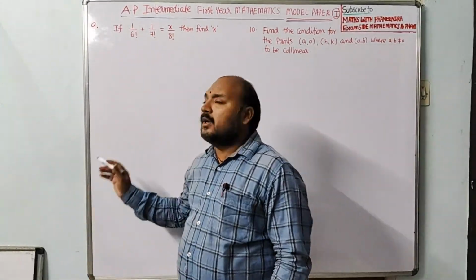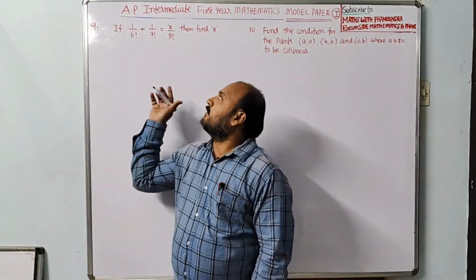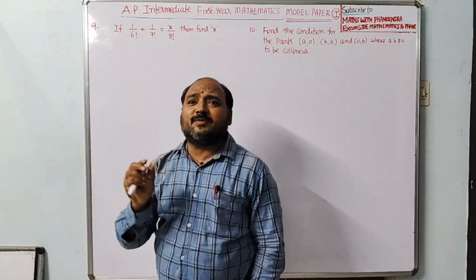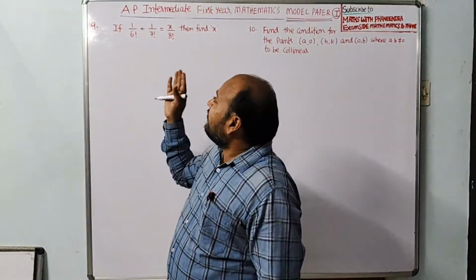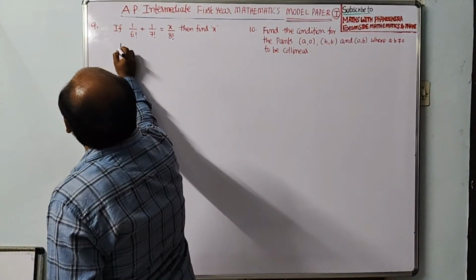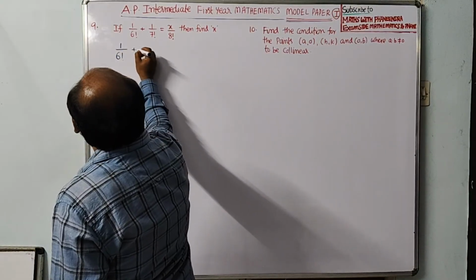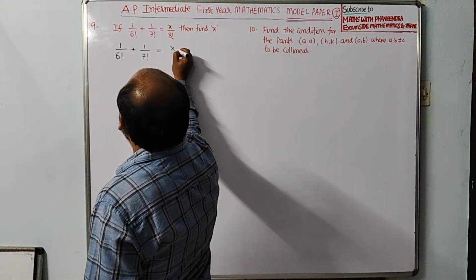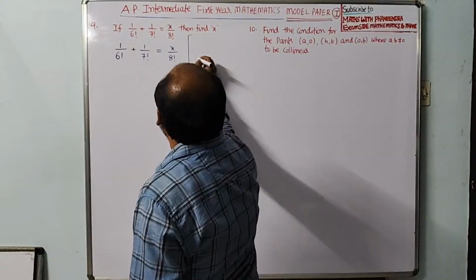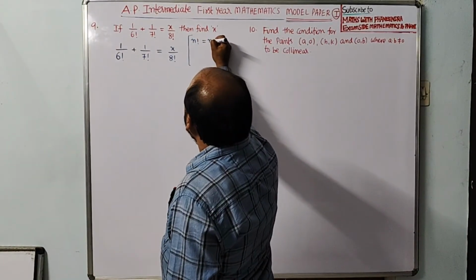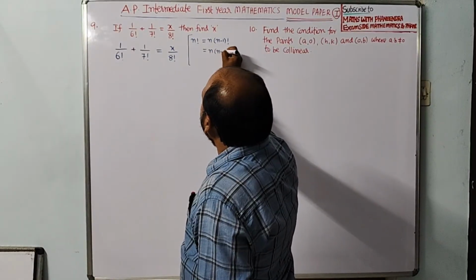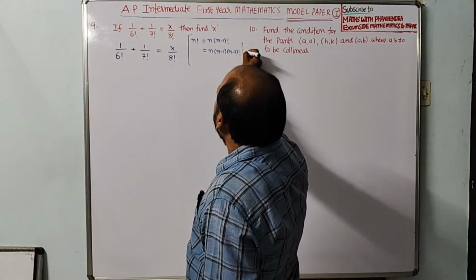See, first here: if 1 by 6 factorial plus 1 by 7 factorial equals x by 8 factorial, among 6 factorial, 7 factorial and 8 factorial, 6 factorial is the smallest one. So 7 factorial and 8 factorial you have to write in terms of 6 factorial. We know that in factorials, one of the important formulas is that n factorial can be written as n into (n minus 1) factorial. Similarly, n into (n minus 1) into (n minus 2) factorial, and so on, we can write it.